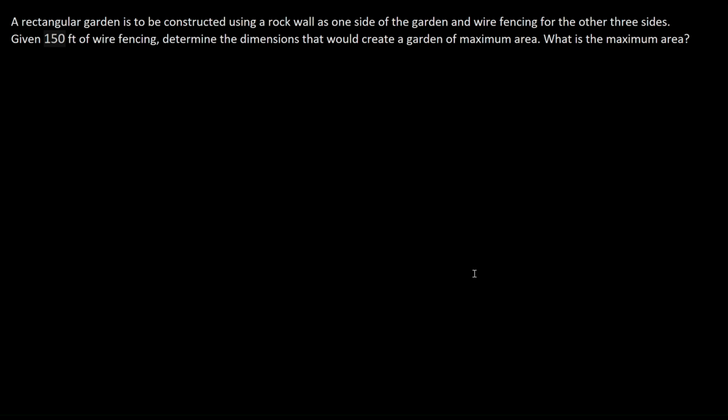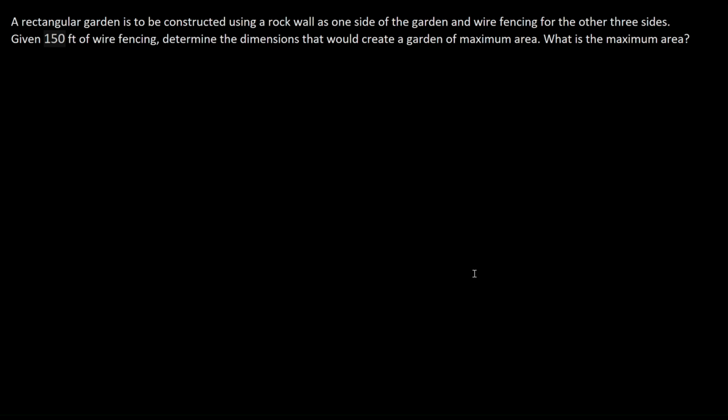A rectangular garden is to be constructed using a rock wall as one side of the garden and wire fencing for the other three sides. Given 150 feet of wire fencing, determine the dimensions that would create a garden of maximum area. What is the maximum area?